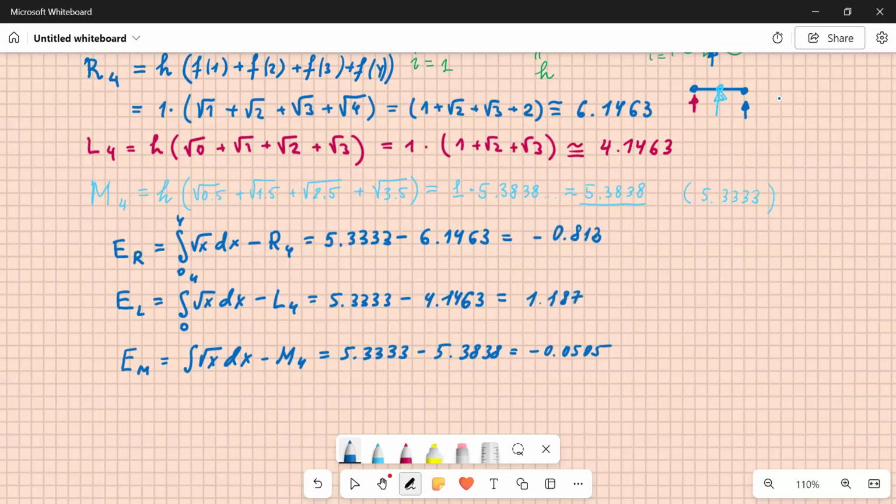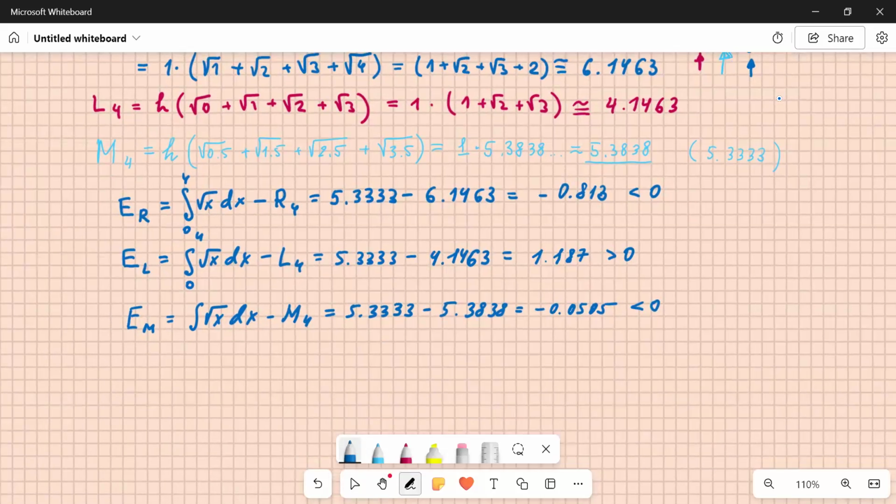Yeah, guys, I calculated the errors. For right-hand estimation, we have minus 0.813. For left-hand estimation, we have 1.187. If you compare it to midpoint estimation, there is a big difference, right? Midpoint estimation looks like 10 times better. What does it tell us? First, it tells us that sometimes the error is going to be less than 0 and sometimes greater than 0. Usually, guys, we are going to talk about the error bound.